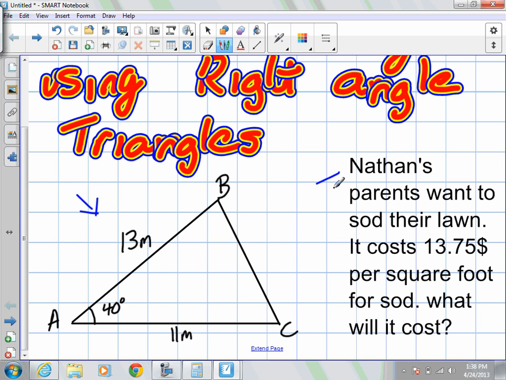It says that Nathan's parents want to sod their lawn. That's when you put down fake grass. And this is the shape of the lawn they have, very oddly shaped lawn. It costs $13.75 per square foot for sod. What will it cost? In other words, what will the cost be to sod this entire lawn?